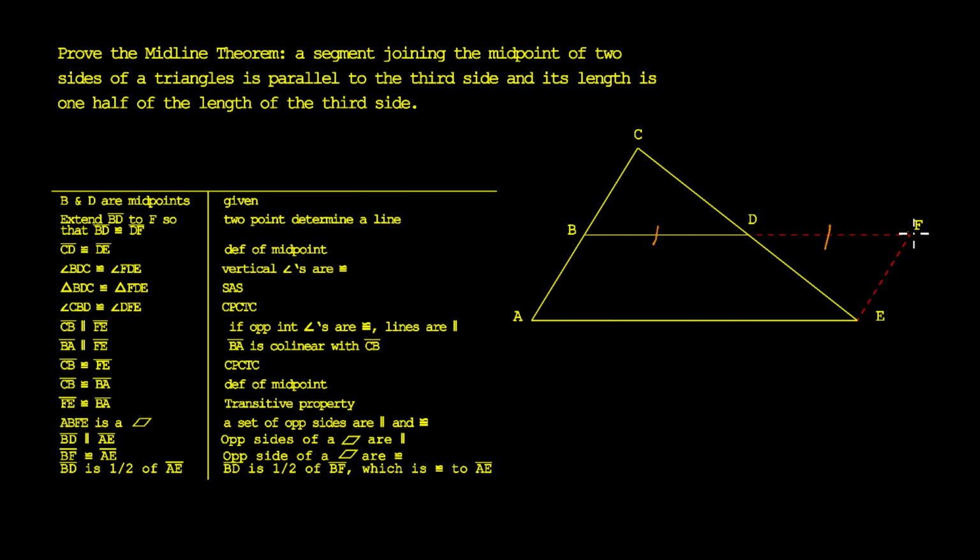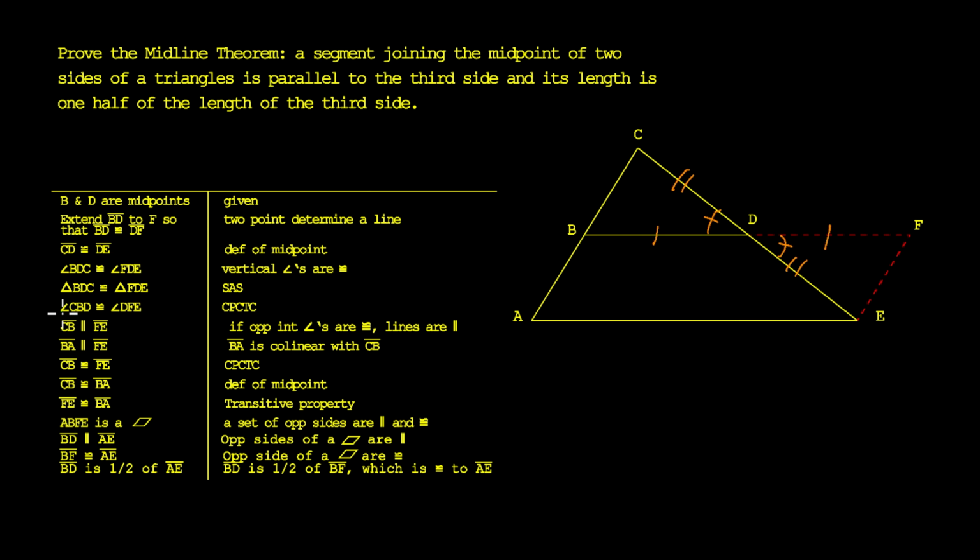On this figure, everything has been done to scale. Next, CD is congruent to DE, definition of midpoint. So CD is congruent to DE. Then angle BDC is congruent to angle FDE. Vertical angles are congruent. So angle BDC right here is congruent to angle FDE over on this side. Vertical angles. Then triangle BDC is congruent to triangle FDE, SAS, side angle side.